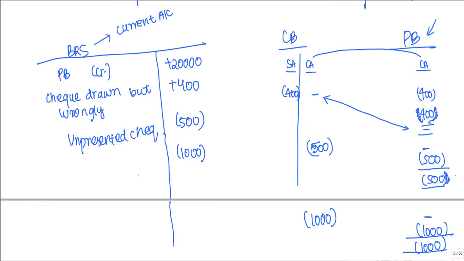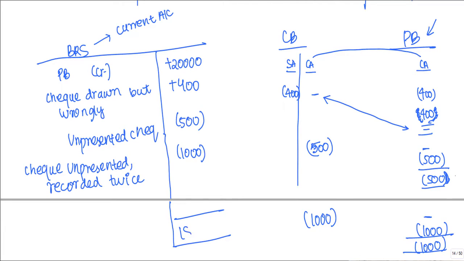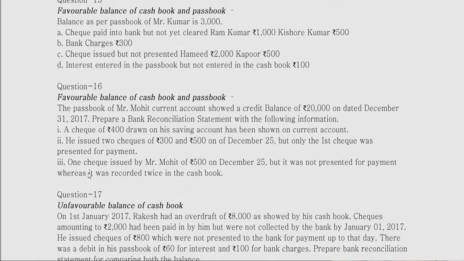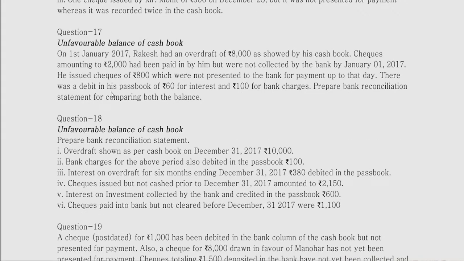So this will be 1000 subtracted from the main balance. So the balance will be 18900, which is coming positive. It is debit balance for the cash book. 17th question, it is saying that Rakesh had an overdraft of 8000 as shown in the cash book. So this is cash book balance. Overdraft means negative 8000. So this is credit balance. For the first time they are just changing the signs.